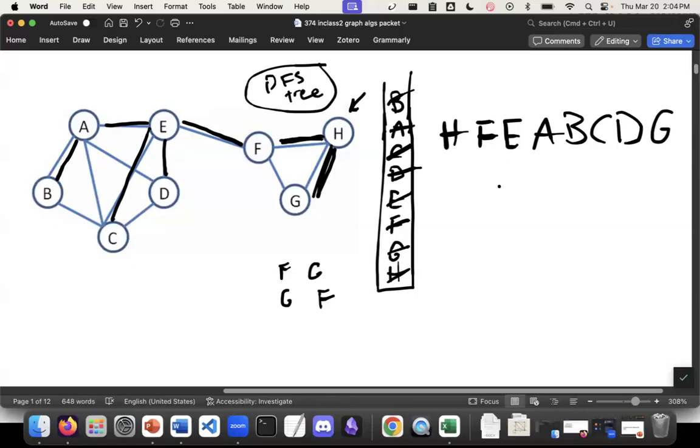So again, if you started with H, it should look roughly like this, although this half of the graph might look a little bit different depending on the order in which you pushed the elements. So this is what my depth first search tree looks like. Yours may look a little bit different. But as long as you still follow the rules of the algorithm, then you're good.